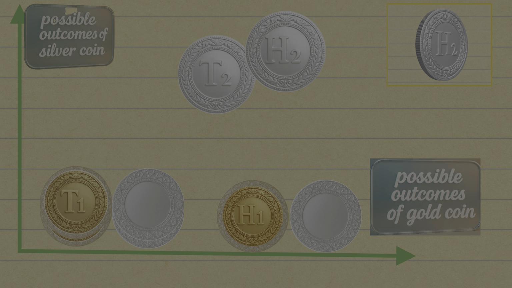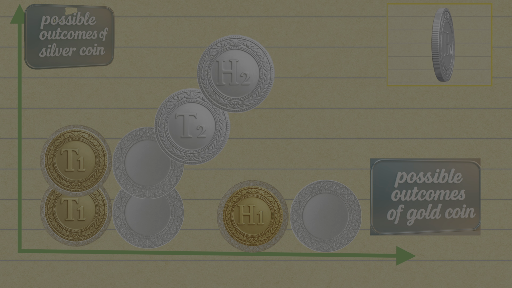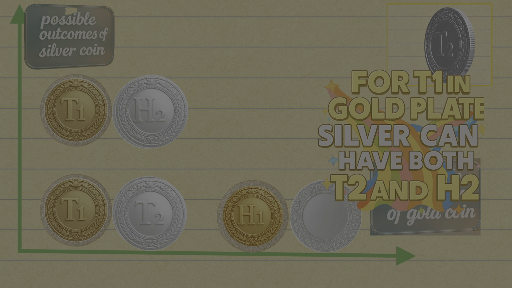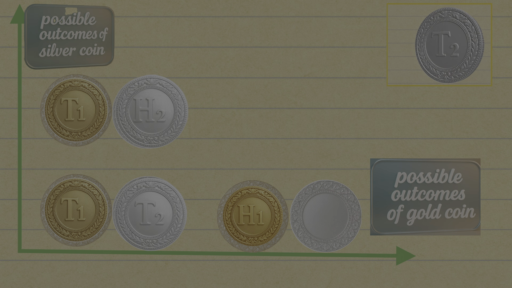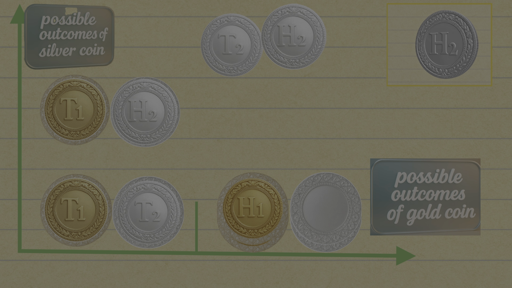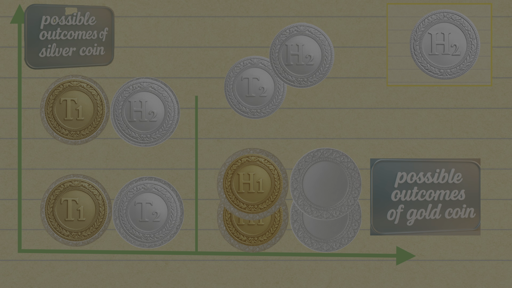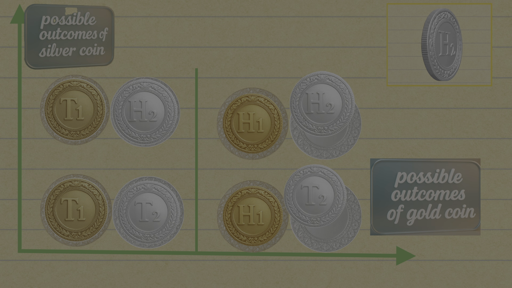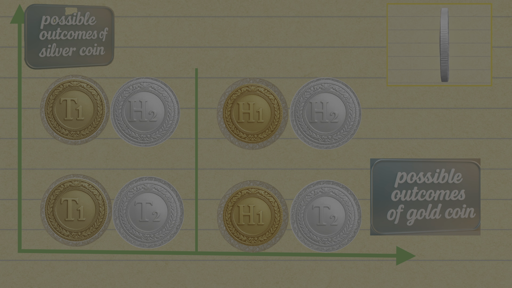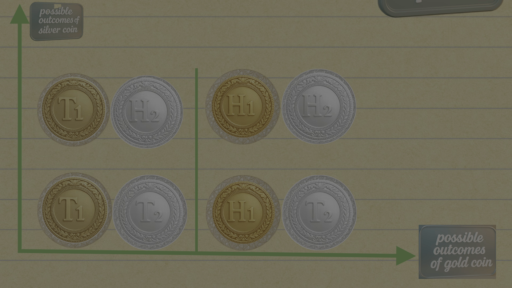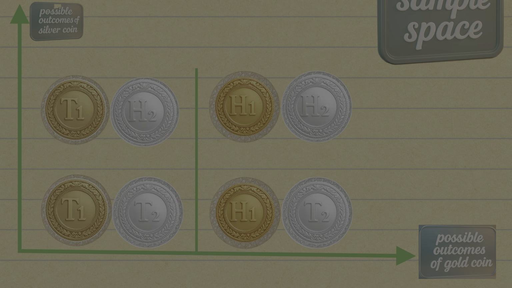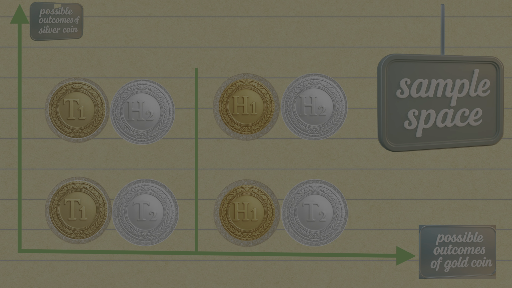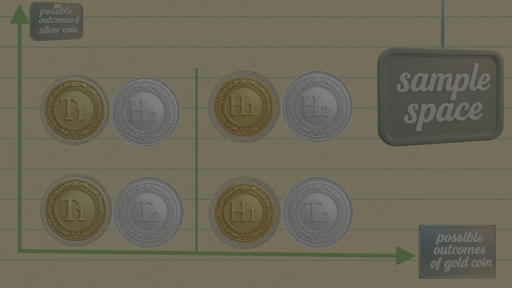For the outcome of the gold coin T1, the silver coin independently has two possibilities, H2 head or T2 tail. Similarly, for the outcome of the gold coin H1, the silver coin independently has two possibilities, H2 head or T2 tail. Thus, these four outcomes exhaust all possibilities when two coins are tossed. Together they form the sample space.